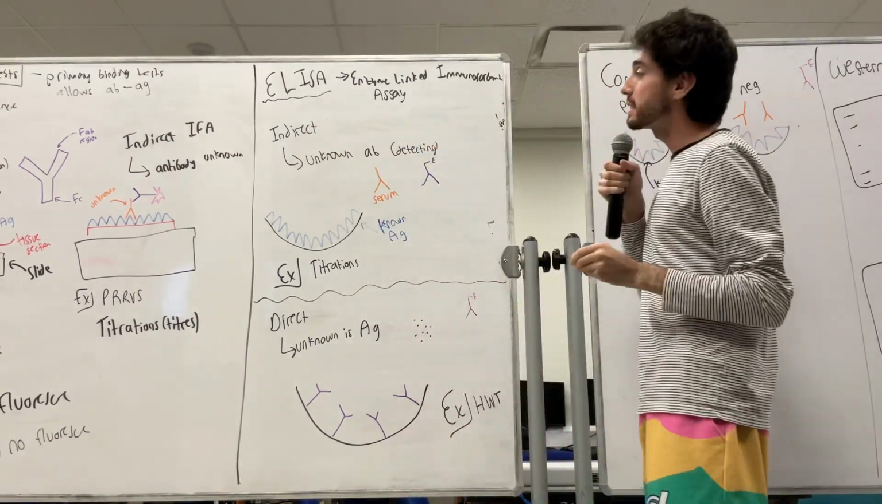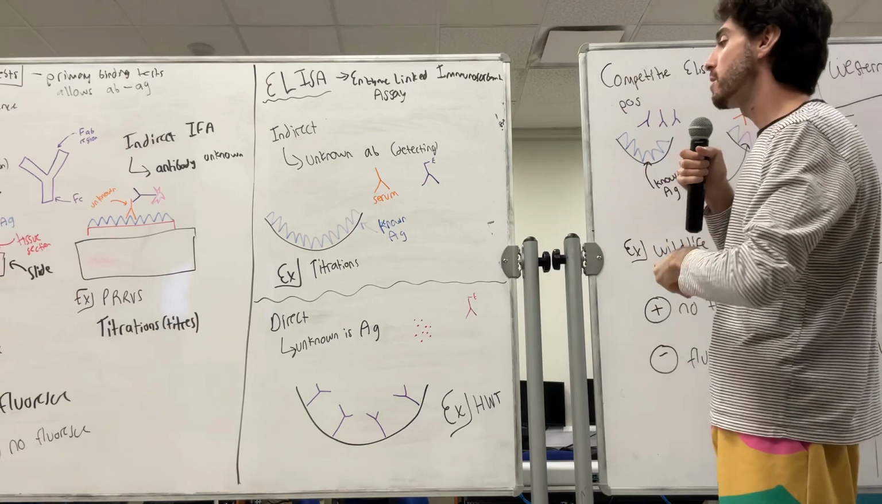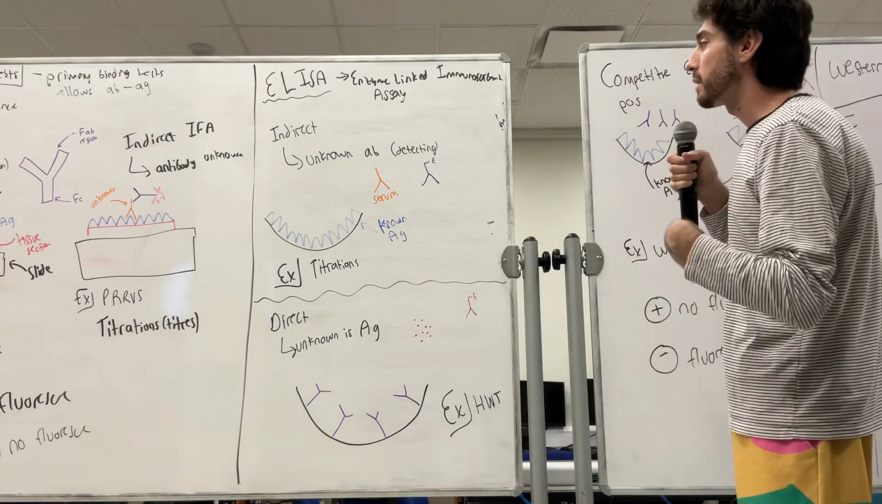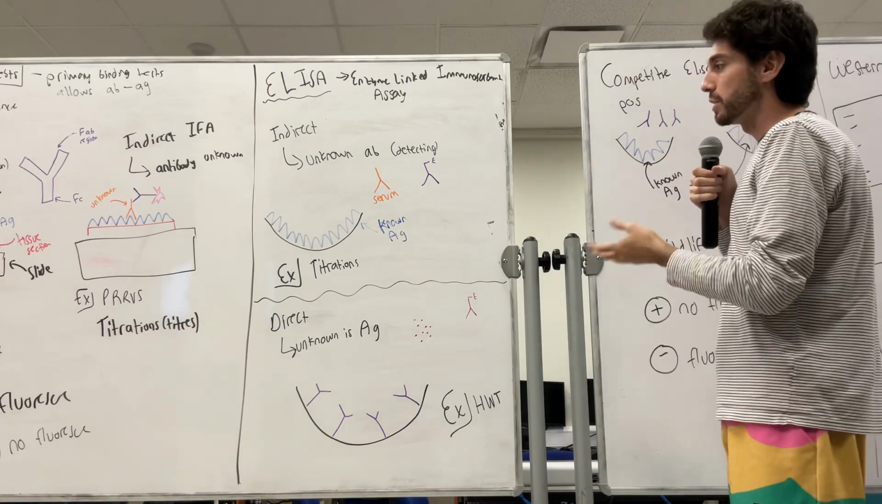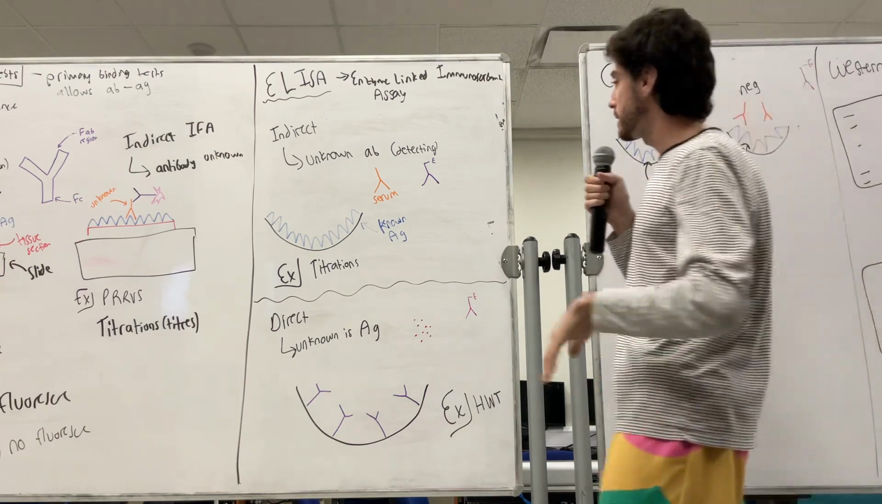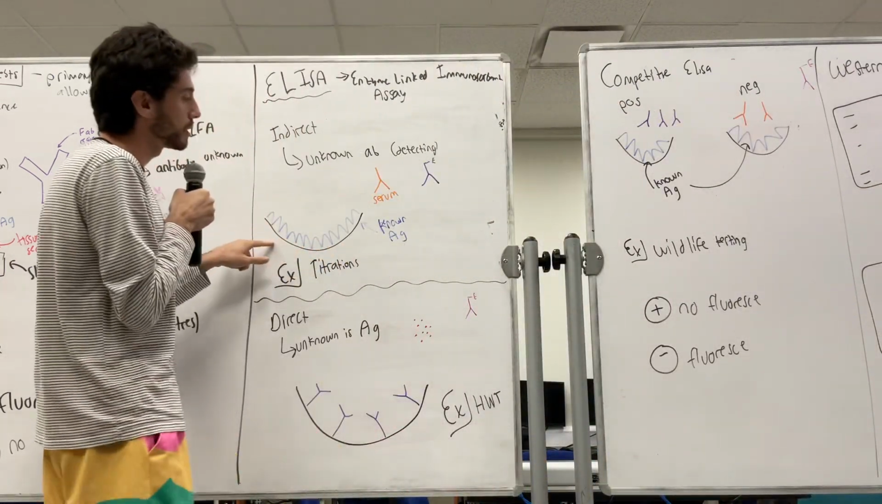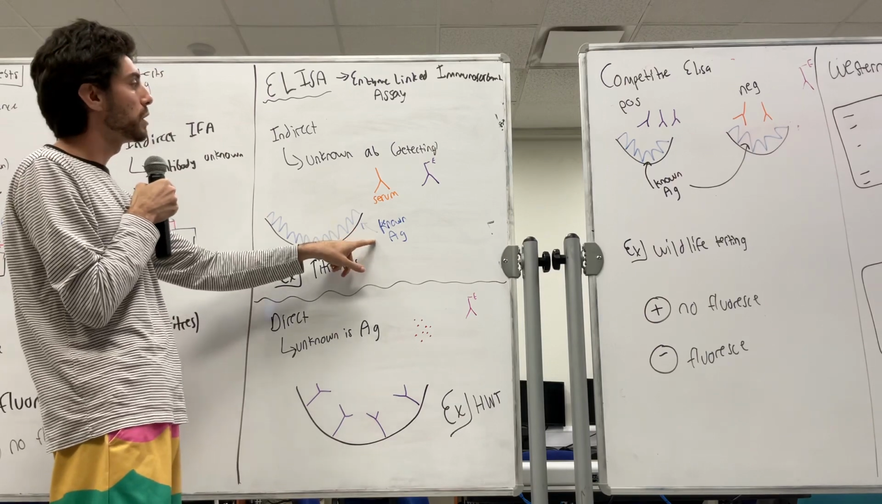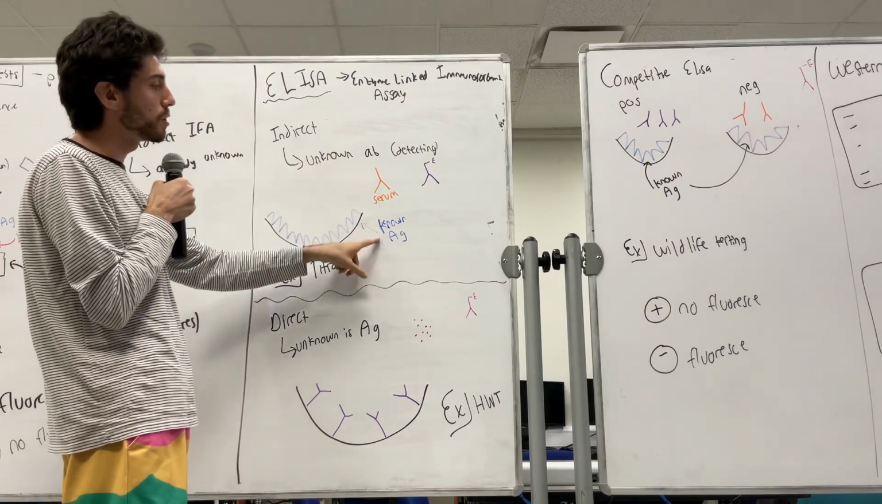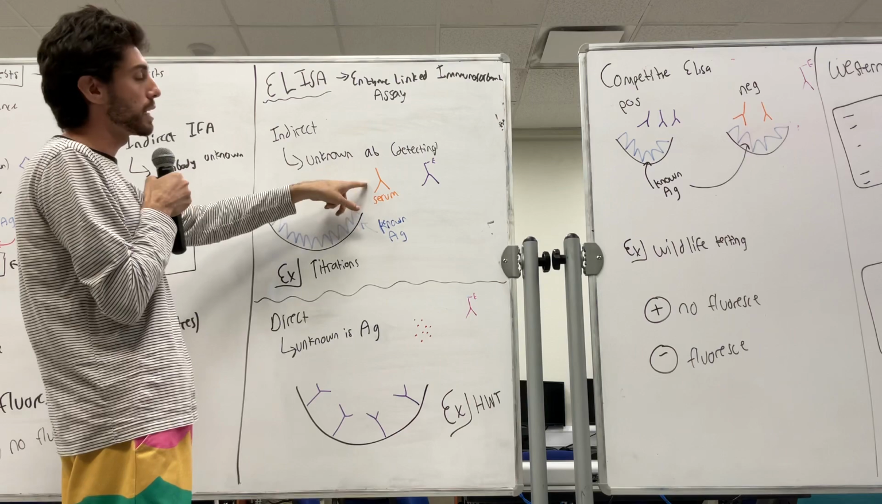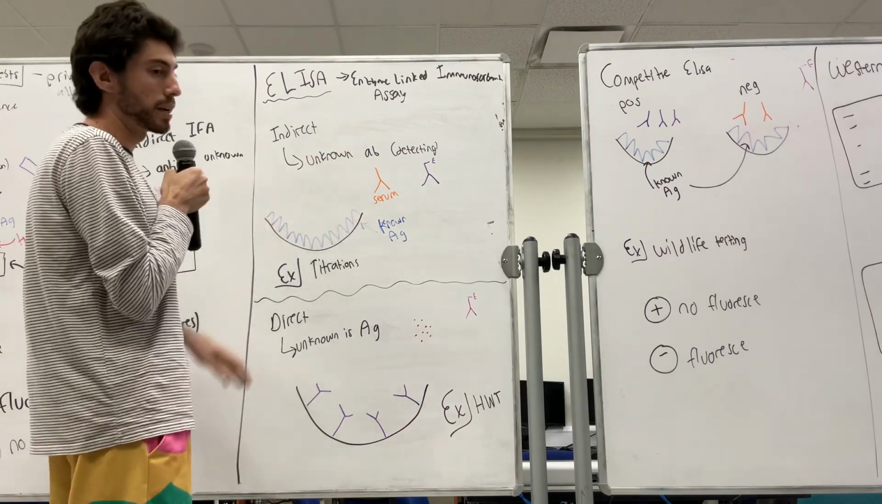So for the indirect test, our unknown is going to be our antibody. Basically, that's what we're going to be looking for in this situation. We have these nice little well plates here, and the well plates are going to be coated with a known antigen. So we don't know the antibody, we do know the antigen, and so what we're going to do is take our patient's serum and run it over here.